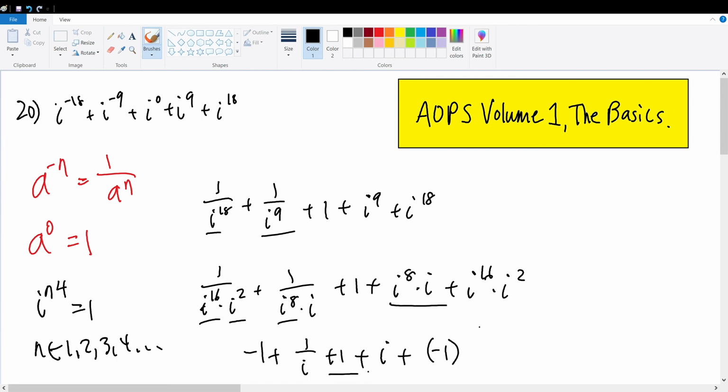And we see here that positive 1 and negative 1 can be eliminated to get negative 1 plus 1 over i plus i will be the evaluated form for number 20. And 1 over i plus i will be equal to 0. Hence, the evaluated form for number 20 will be negative 1, our answer.